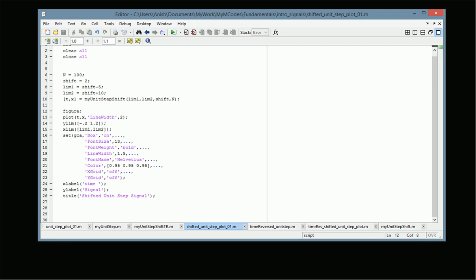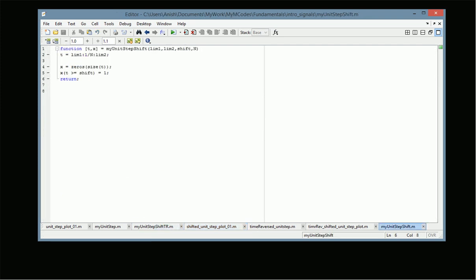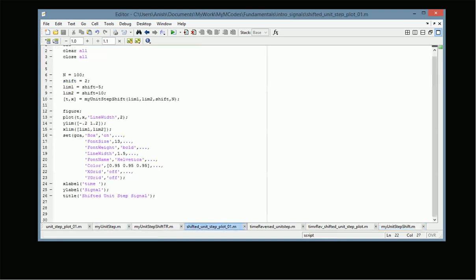So for plotting purposes, we then call the function my unit step shift with the parameters limit 1 and limit 2, that is the starting point and the ending point, and the amount of shift in the variable shift, and then the sampling rate n. So in the function, we define the time vector t from limit 1, that is the starting point, to the ending point with the given sampling interval 1 by n, and then we define the vector x with all zeros, and then we use the definition of the shifted unit step, that is only for values of time t greater than the shift value, it will be equal to 1. So when we run this code, you can clearly see the results.